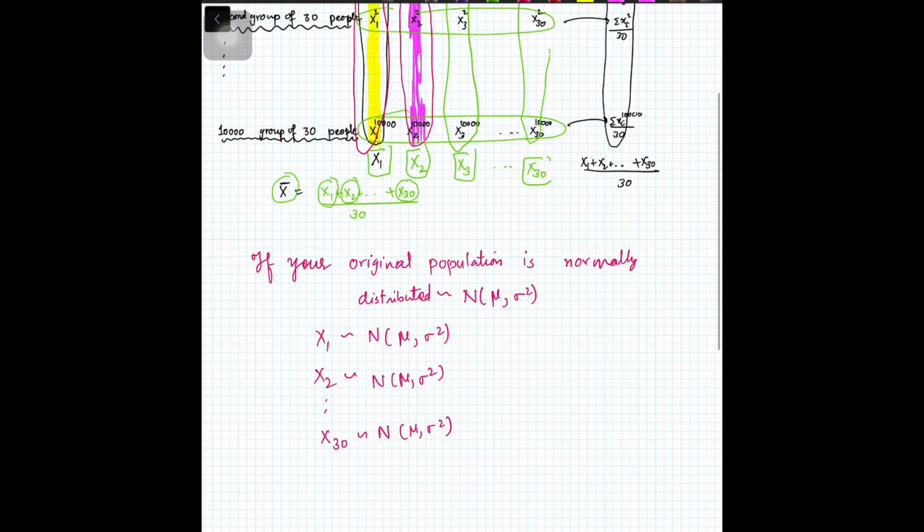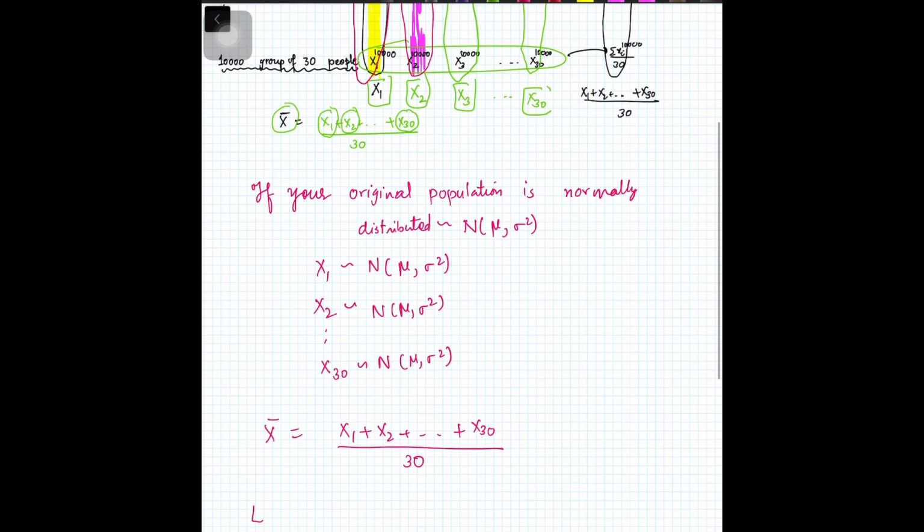Now let us look at x bar. Then x bar is x1 plus x2 plus x30 divided by 30. Know that all of them are random variables. Now if I look at the expected value of x bar, that would be the expected value of x1 plus x2 plus so on x30 divided by 30.